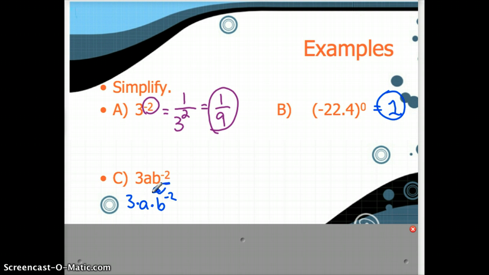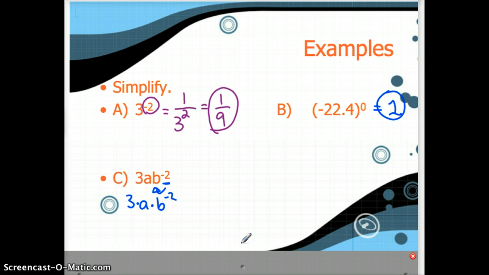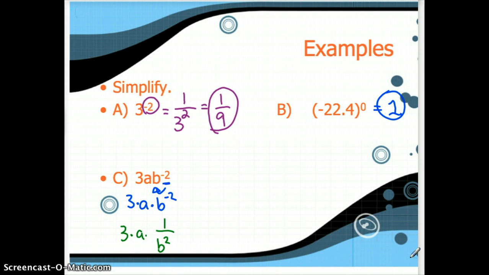When we're looking at this, we want to say, okay, b to the negative 2, remember that's going to be the reciprocal of b squared, so it's going to be 1 over b squared. So what I'm taking here is 3 times a times 1 over b squared, but that's not really that pretty of a form to leave our answer in. So this is a fraction. We can multiply straight across.